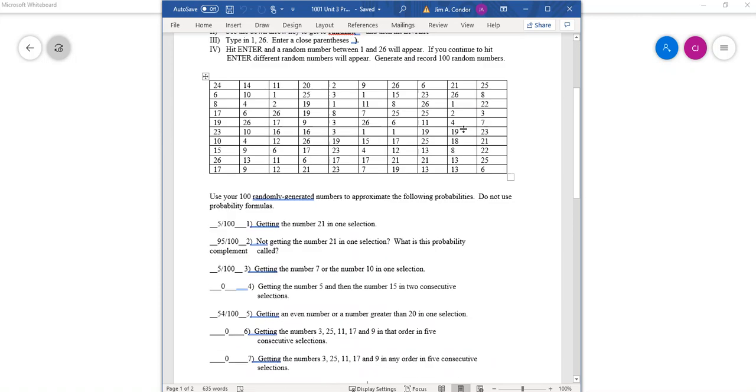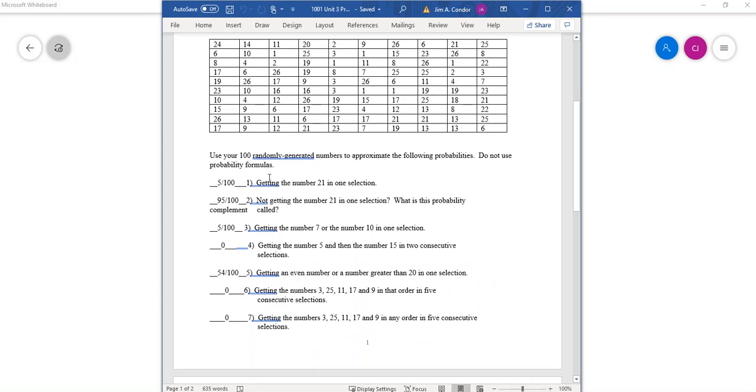So once you get all the numbers, okay, you can answer some questions. Use your randomly generated numbers to approximate. What we're trying to show here is, what do we mean when we say we're going to use approximations for our probabilities? And when you go on and collect data, this is what you're doing. You're collecting a bunch of data. Hopefully it's a random set of data values. And random, remember, means every element has an equally likely chance of being selected. In this case, the numbers 1 through 26 will have an equally likely chance of being generated and showing up.